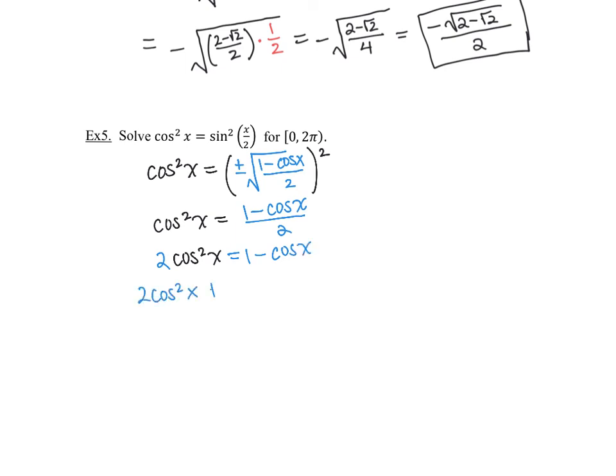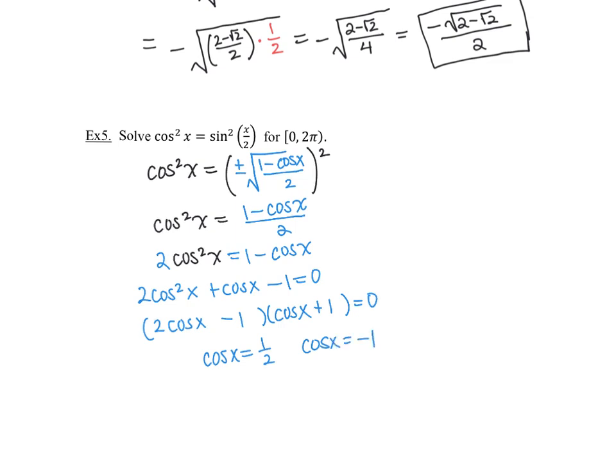I shall put it in standard form and then try to factor it, although if you prefer the quadratic formula, you could use the quadratic formula. Plus 1 minus 1, that's plus 2 cosine x. Okay, that works. Cosine x is 1/2, and cosine of x is -1.